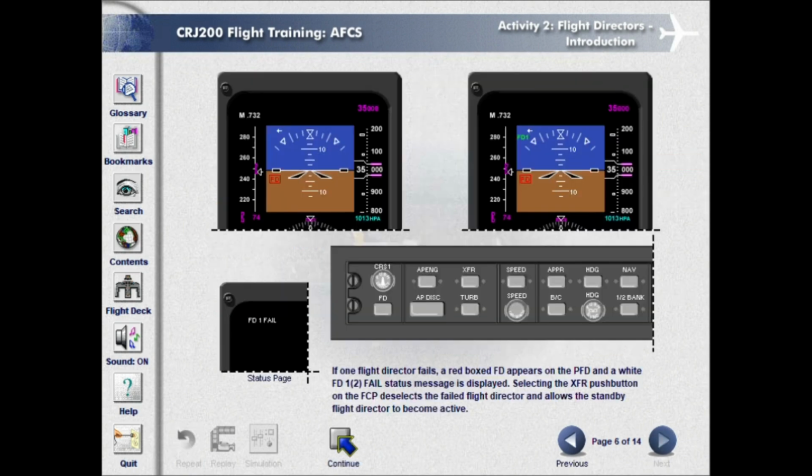If one flight director fails, a red boxed FD appears on the PFD, and a white FD1 or FD2 status message is displayed. Selecting the transfer push button on the FCP deselects the failed flight director and allows the standby flight director to become active.